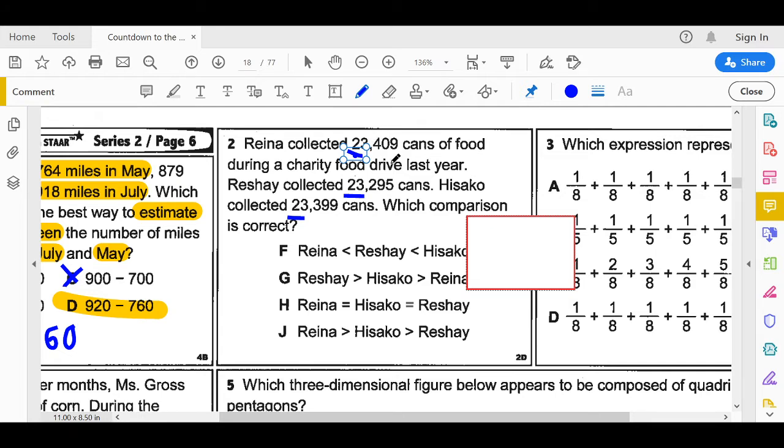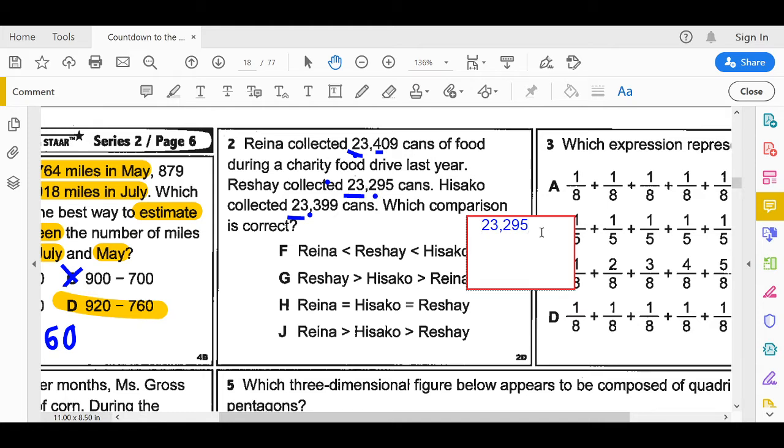This one has a 4 right here, as you can see, which means that will be bigger than the number 3 right here, and also bigger than the number 2 right here. So that means that the smallest number here is actually 23,295. That is the smallest number. Again, how do I know this? After I compare the 10,000s and the thousands, they have the same digits. So I move to the hundreds place, and the smallest number in the hundreds place is a 2 right here.